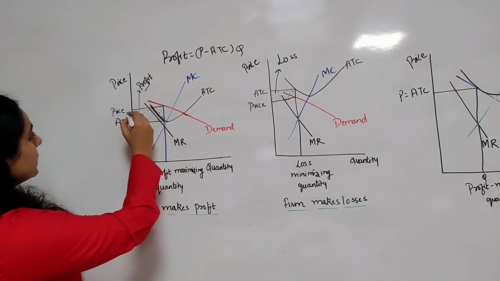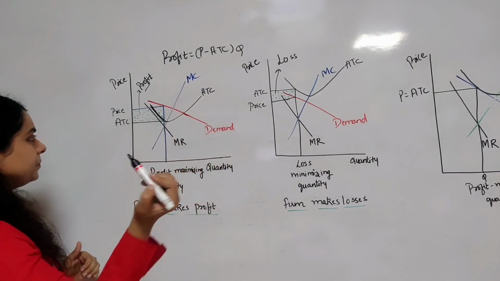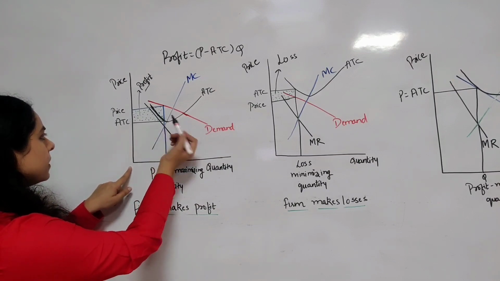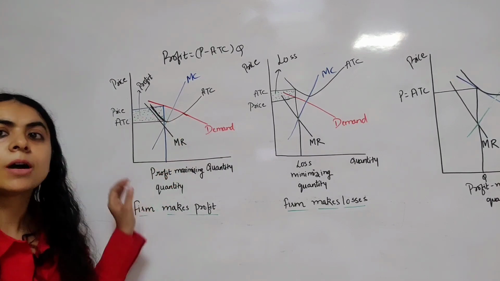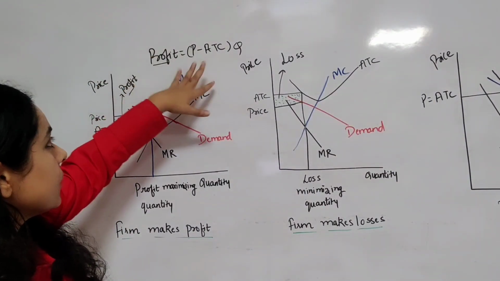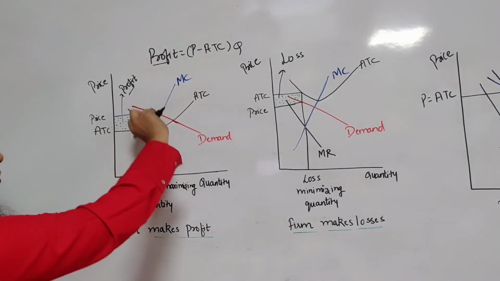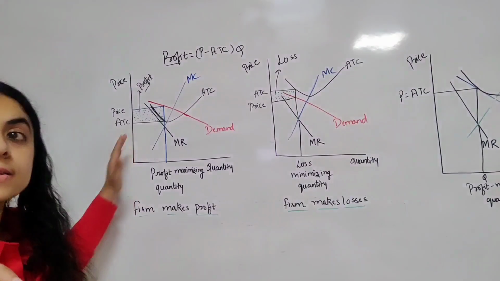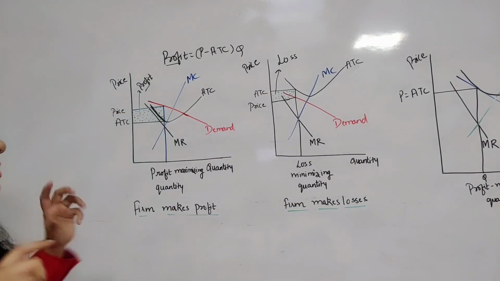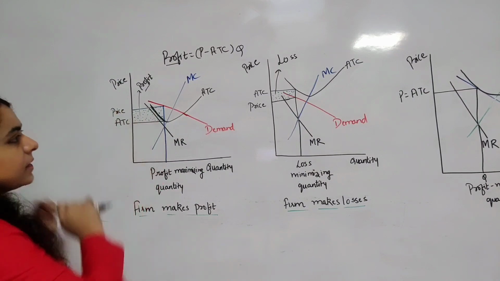As we can see here, the price of the product is determined with the help of the demand curve, and the profit maximizing level of quantity is determined by the intersection of marginal revenue and marginal cost curves in both the cases. As we know, we can write profit as the difference between price and average total cost times the quantity. You can see here that since the price charged by the firm is greater than the average total cost, the firm is making positive profits, which is represented by this shaded area.